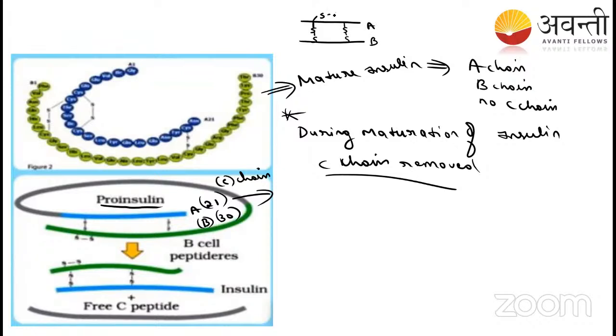And this A chain has an intra-disulfide bond. So between the A and B chains there is a disulfide bond, whereas the A chain has an intra-disulfide bond. This is in the mature insulin. This does not happen in bacteria, where disulfide bond formation does not take place, and the separation of the C peptide also does not take place in bacteria.